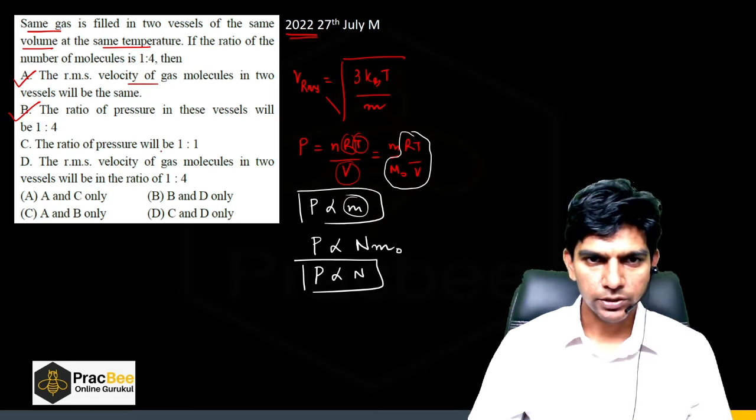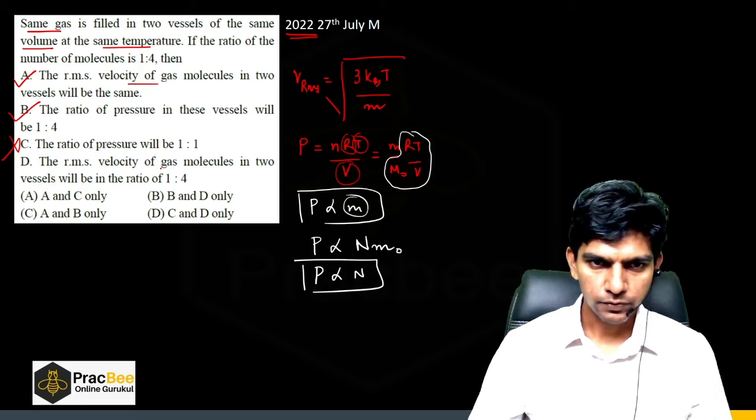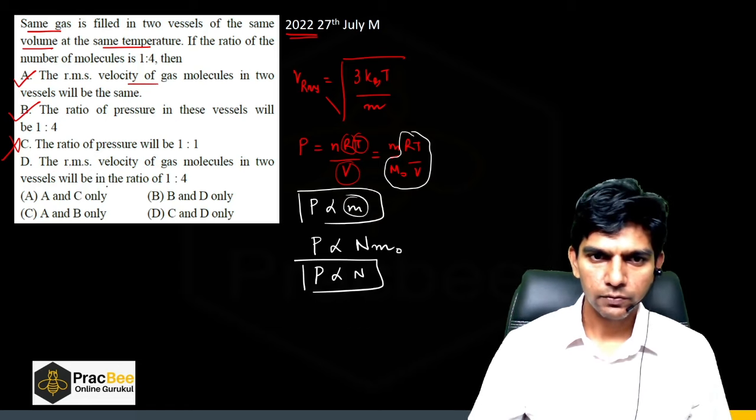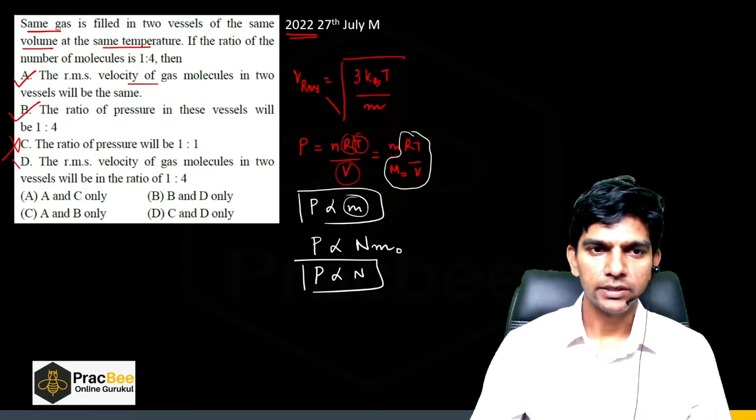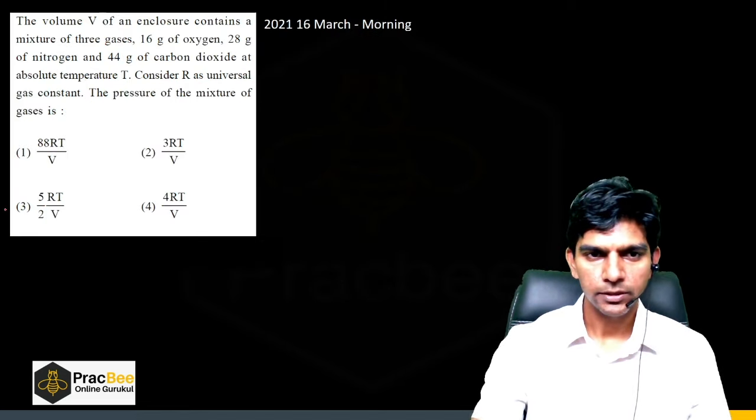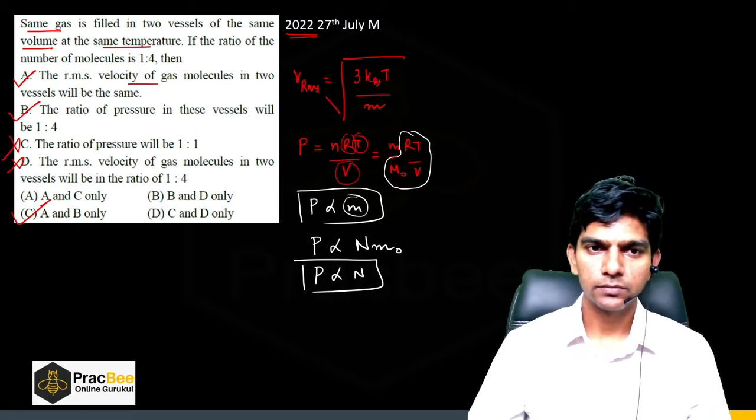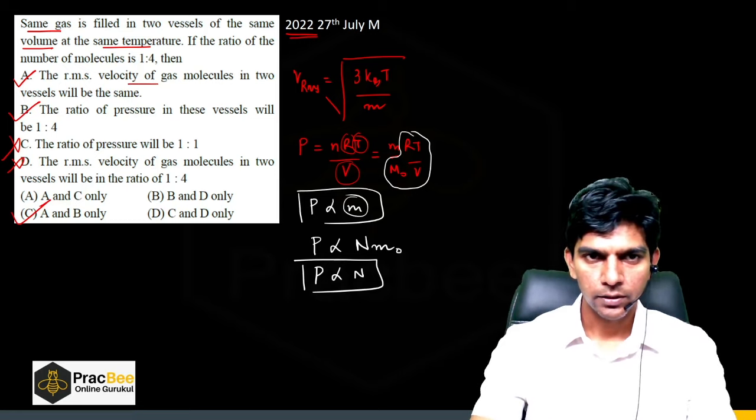C, the ratio of pressure will be same, that is incorrect. The RMS velocity of the gas molecules in the two vessels will be in the ratio, this is again incorrect. So options A, B is the right answer. So I hope this question is clear to you.